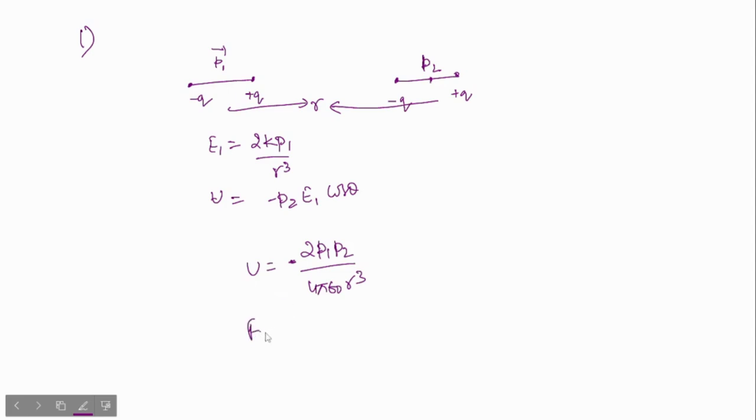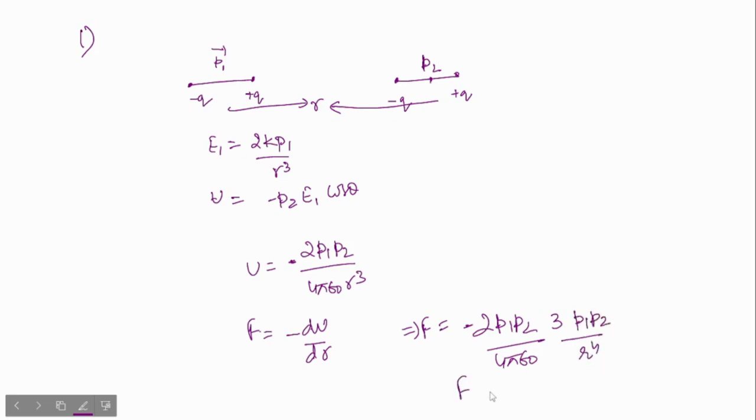Now force is minus dU by dr, so you need to differentiate with respect to r. On differentiating, you get force equals 2 p1 p2 upon 4 pi epsilon naught times d by dr of r power minus 3, which gives 6 p1 p2 upon 4 pi epsilon naught times 1 by r power 4. That means your force is inversely proportional to r power 4. In this way you can find it. This is one special case.